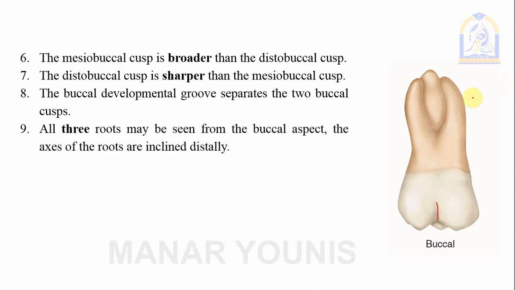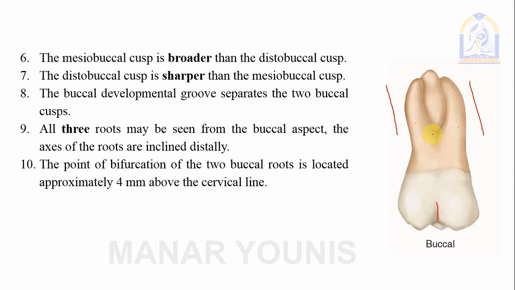From this aspect, we can see the three roots, the two buccal roots, the mesiobuccal and the distobuccal, and the long lingual root, which is 1 millimeter longer than the two buccal roots. The axes of these roots are, as is obvious here, inclined distally. The point of bifurcation of these three roots is located at about 4 millimeters away from the cervical line, or at about 1/3 the length of the root. When they bifurcate or trifurcate, they usually separate from each other. Then they tend to converge again at their apical area.